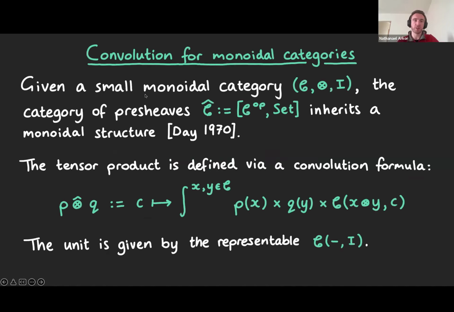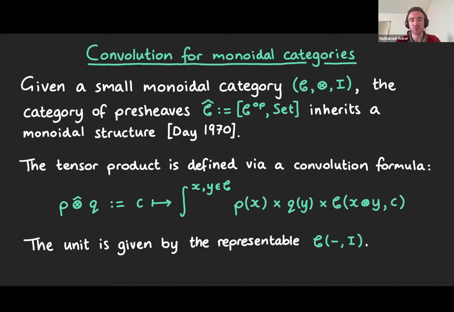So let's start off with what convolution is. If we're given a small monoidal category, here denoted C, then we can look at the category of presheaves on C. This is the category of contravariant functors from C into the category of sets. And it's an old fact, originally established by Day, that the category of presheaves itself has a monoidal structure. This is defined in terms of the monoidal structure on C itself.